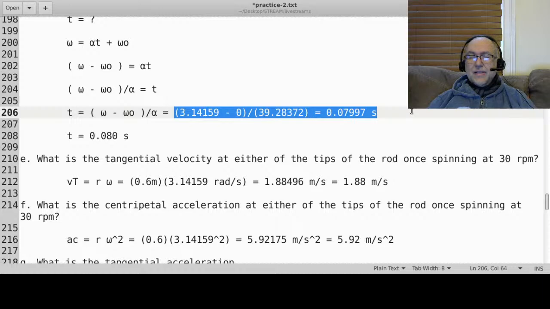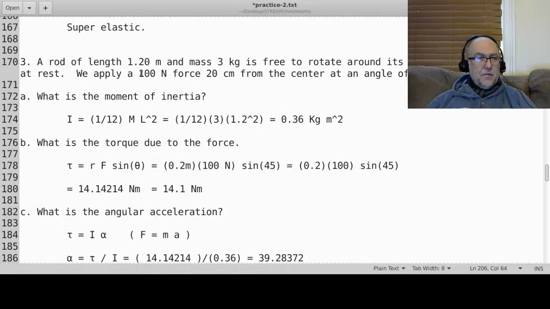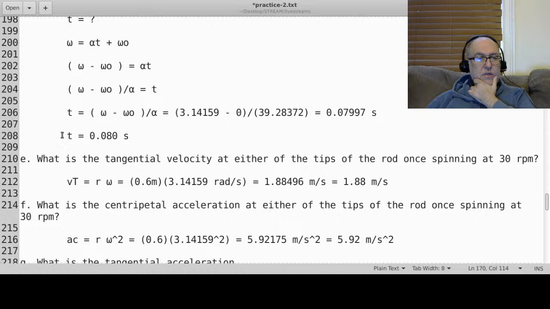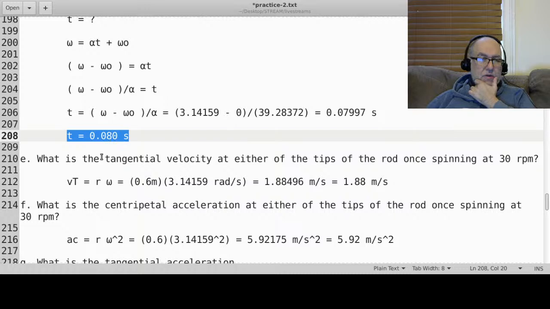That's probably because I used 100 here, 100 newtons, okay? Fair size force for a smallish rod. Okay, anyhow, so yeah, there you go. That's how long it takes for this thing to spin up to 30 RPM, okay? All right, three more questions here.